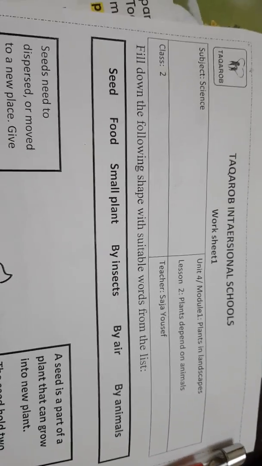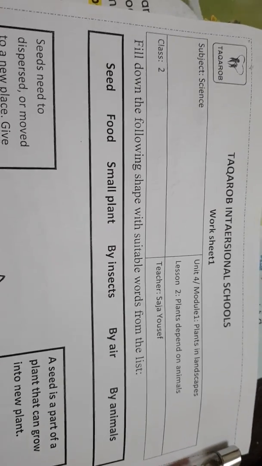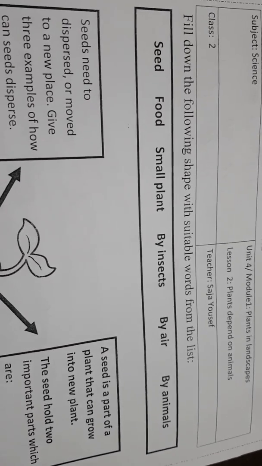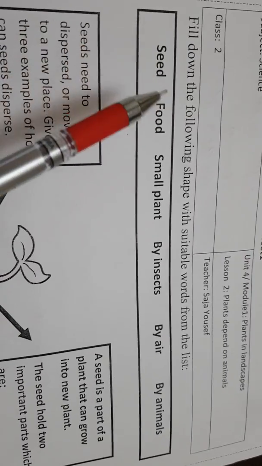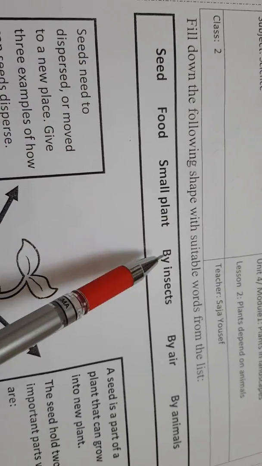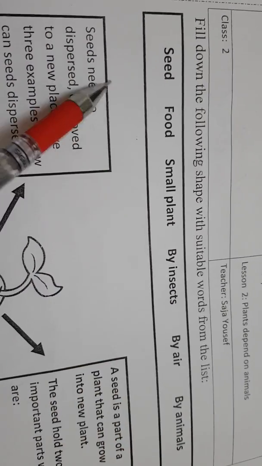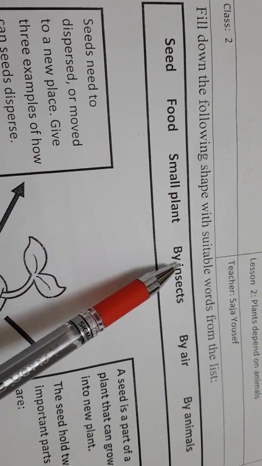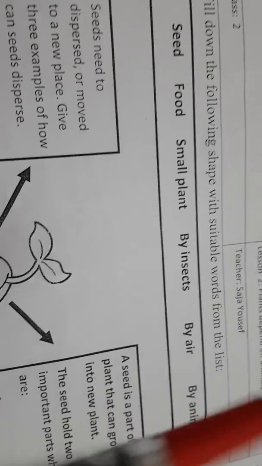Now we're going to take our science class. The science class will be two parts. In the first part of the class, we're going to do this worksheet. It talks about plants depending on animals, so it is about the unit we finished. Fill in the following sentences with a suitable word from the list. We have seed, food, small plants, by insects, by air, and by animals.